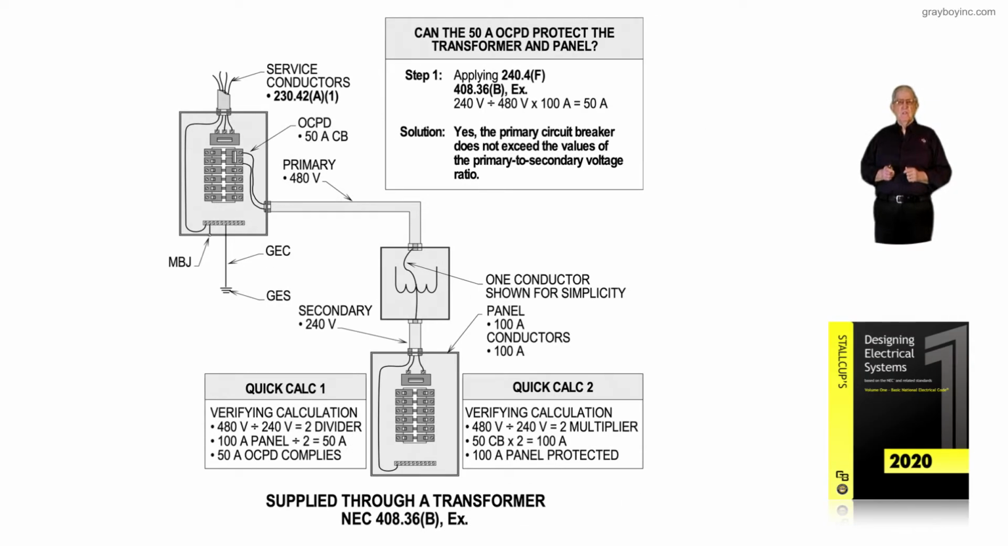This illustration deals with supplying a panel board through a transformer in accordance with 408.36(B) exception. Now notice the conductors and the overcurrent device to the primary of that transformer are designed, if it's 1,000 volts or less primary, in accordance with Table 450.3(B), which we have a very excellent chapter on transformers.